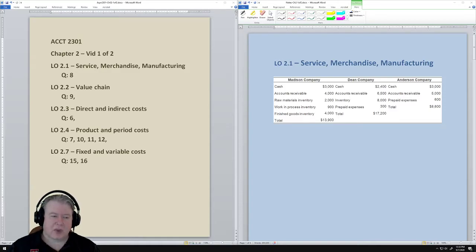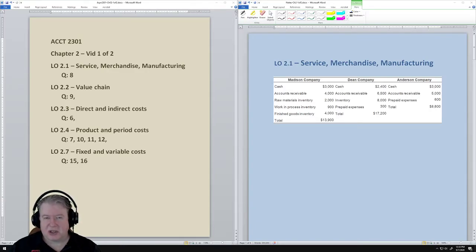So here I have put underneath the question the homework question that is associated with this learning objective. So you can see we have questions not in the right, I don't want to say the right order, but not in sequential order, but we have 6, 7, 8, 9, 10, 11, 12, and then there's a little jump, 15 and 16.